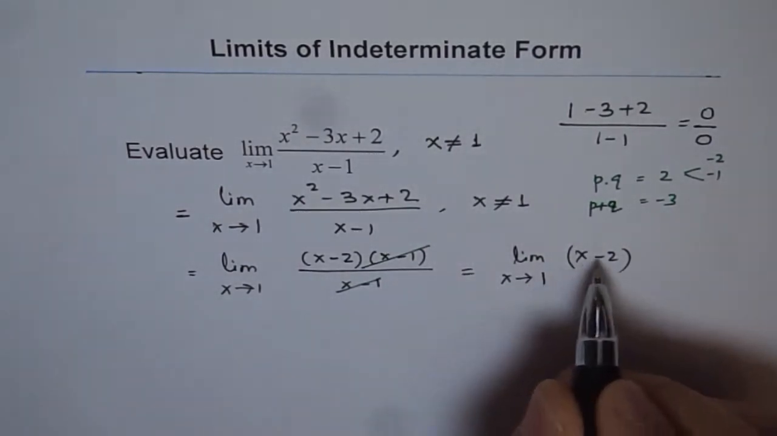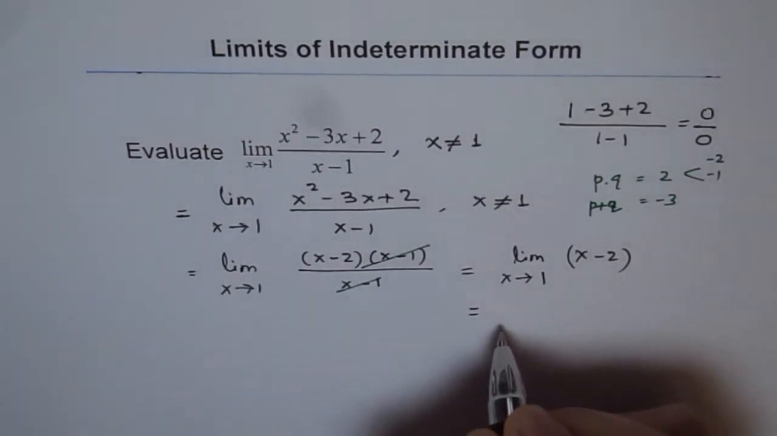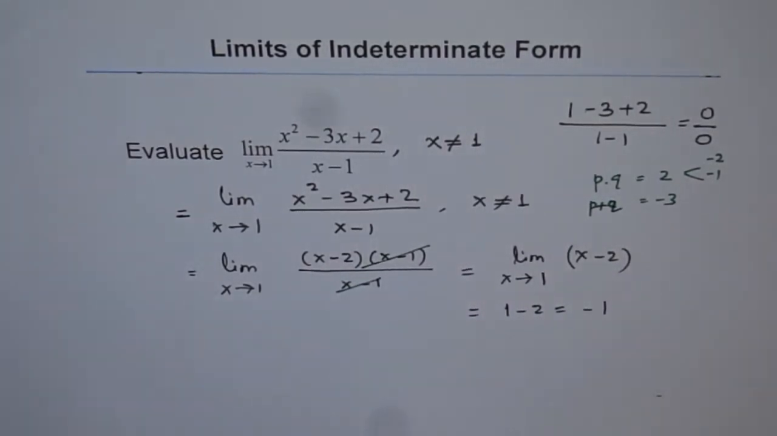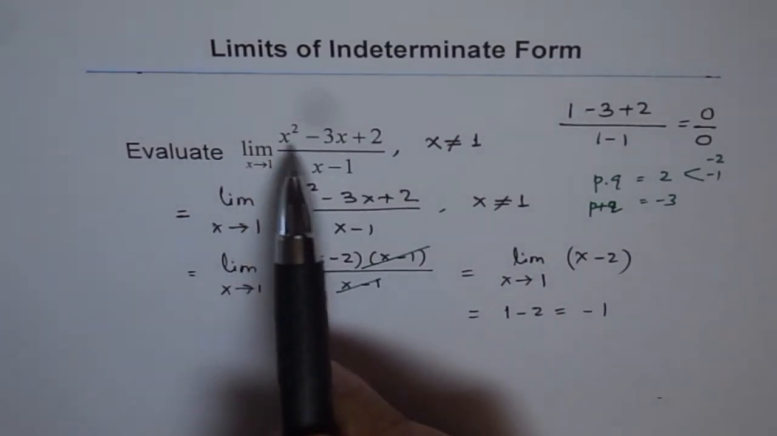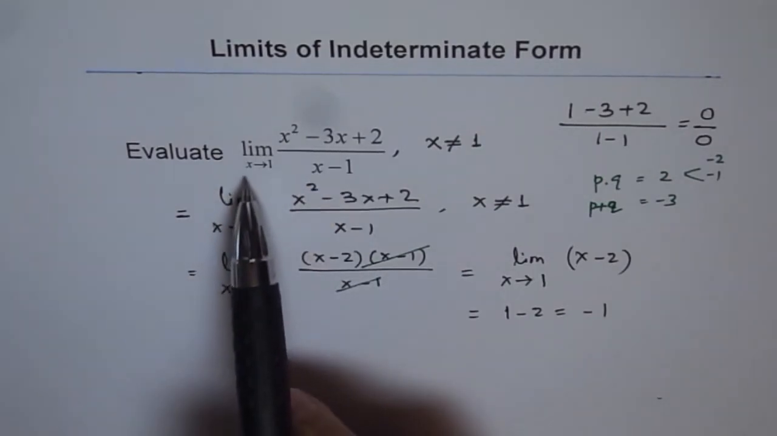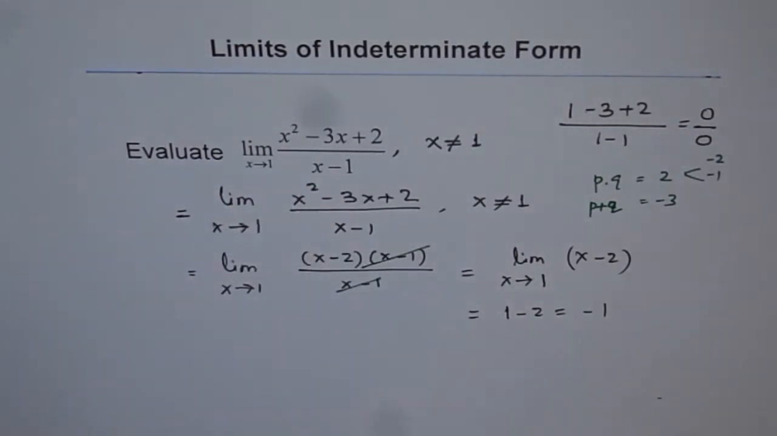Now we can substitute 1 here and evaluate the limit. So we get 1 minus 2, which is minus 1. So that is the limit of (x squared minus 3x plus 2) divided by (x minus 1) as x approaches 1, right? So the method we used here was factoring.